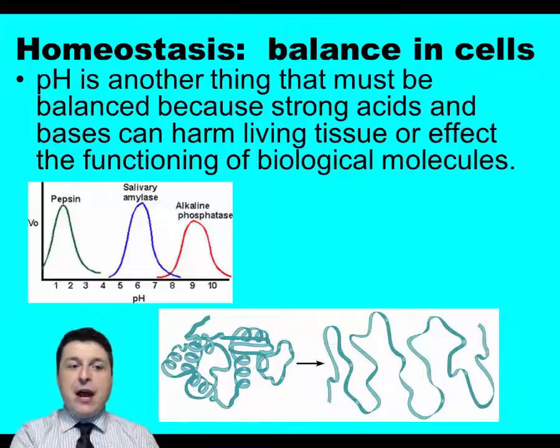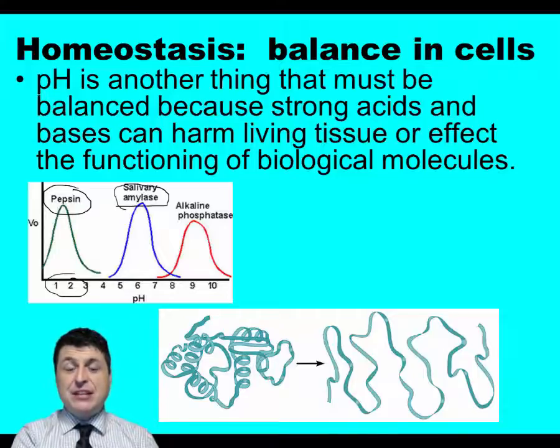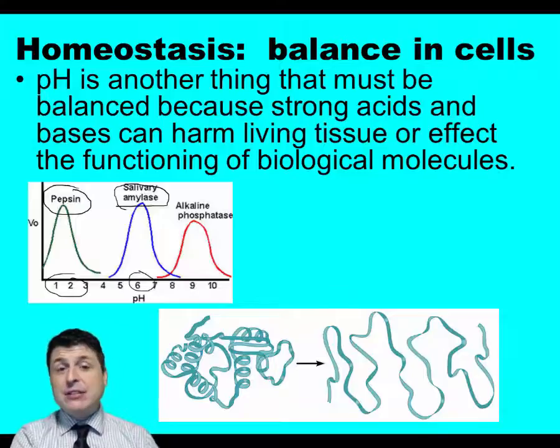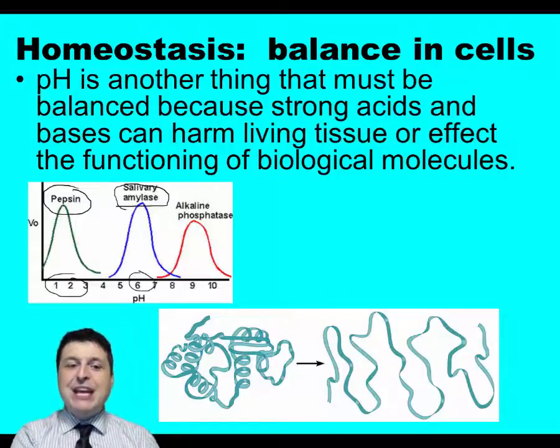For example, the enzymes in our stomach, like pepsin, which helps with the digestion of proteins, really want an acidic pH. Whereas salivary amylase, which helps to digest carbohydrates in our mouth, needs to be closer to neutral. It works best around a pH of 6. If these molecules are placed in a pH that's outside of their expected range, it causes them to unravel or denature, and so they don't work anymore. So they need that optimal pH condition.